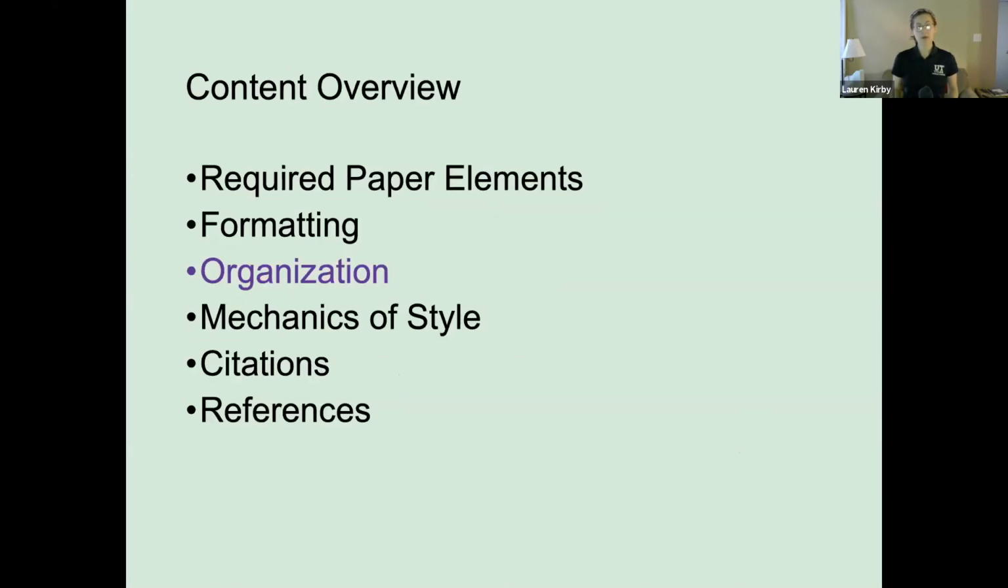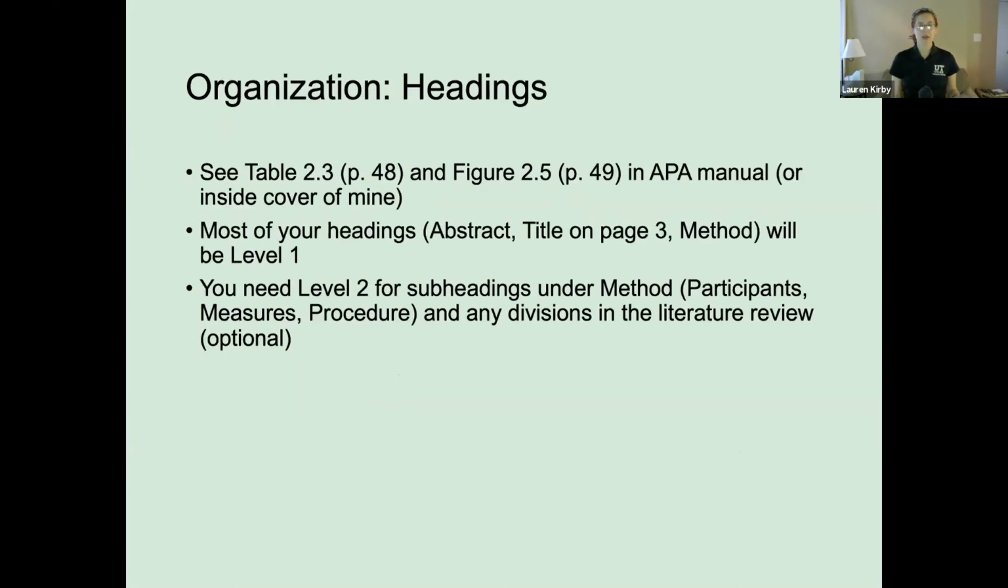Now let's talk about organization, where I'm going to bring up those headings that I talked about earlier with these levels. If you want to study these on your own, which you absolutely need to check them in your paper before you turn it in, you need to go to table 2.3 on page 48 or figure 2.5 on page 49 of your APA manual, or in mine, this is actually on the inside cover as well. Most of your headings, such as abstract, your title on page 3, your method, those are going to be level 1 headings. You only need level 2 for those subheadings that go underneath method in your paper.